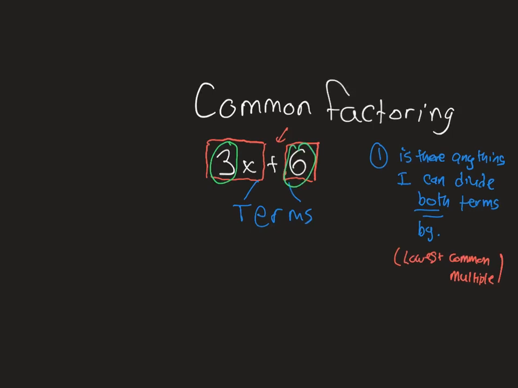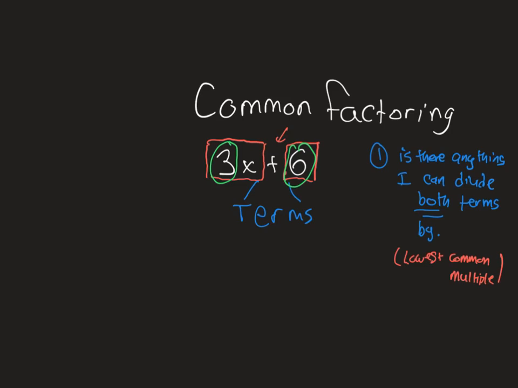Now, obviously the factors for 3 are 1 and 3, and the factors of 6 are 1, 2, 3, and 6. So you have to look at this and you have to ask yourself, can I divide the 3 by 1? Yes. Can I divide the 6 by 1? Yes. Will that do anything? No. So you move on.